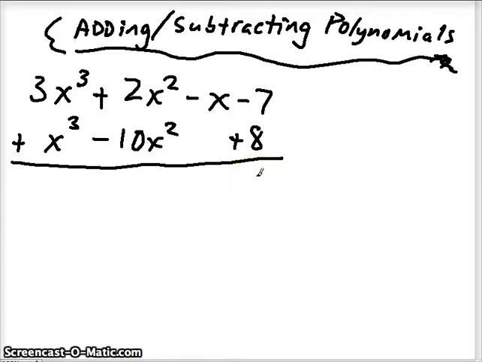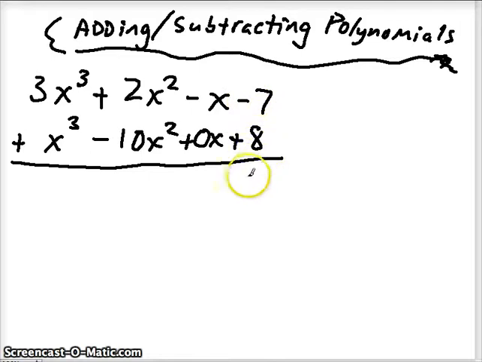The only trick here is to make sure that you're combining like terms. So they have to have the same power, first of all. So that's one way to do it. If you're missing a power, like we don't have an x term here, an x to the first power, you can replace that if you want, or you can leave it blank. And then let's just stack them and combine them.